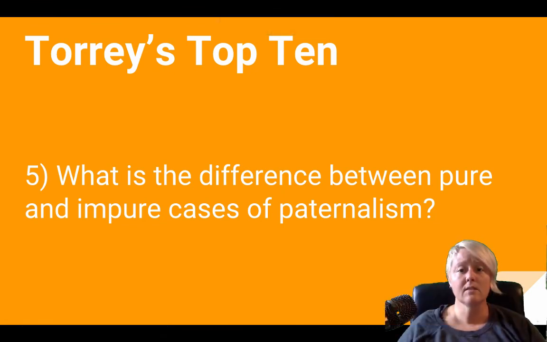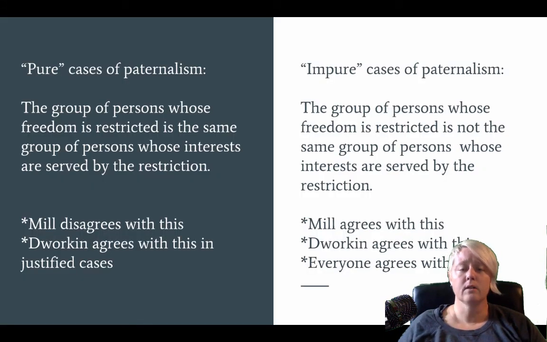Number 5. What's the difference between pure and impure cases of paternalism? Although there are lots of different examples of state-sanctioned paternalism, and again, some for better or worse, Dworkin distinguishes between pure cases of paternalism and impure cases of paternalism. Pure cases of paternalism are cases where the group of persons whose freedom is being restricted, whose choices are being overridden, are the same persons whose interests are being served by the restriction. So, we're overriding someone's choice because it's in their best interest.